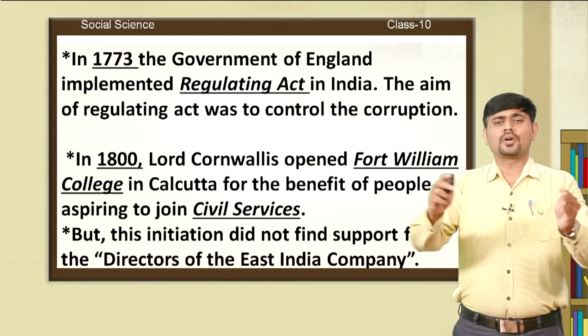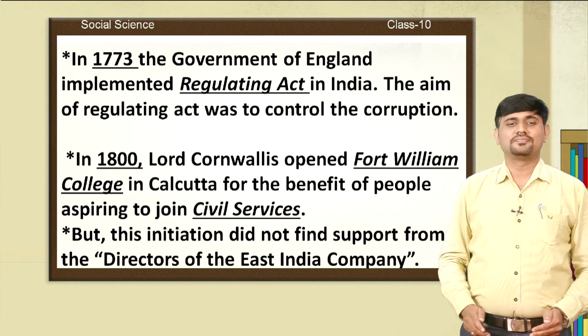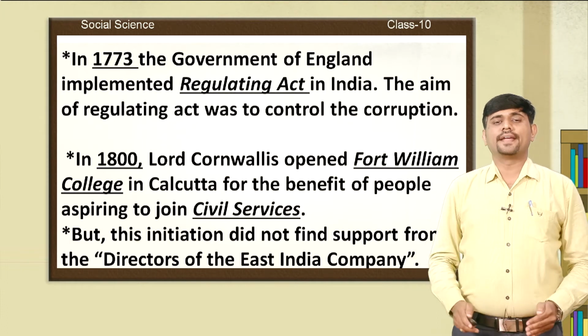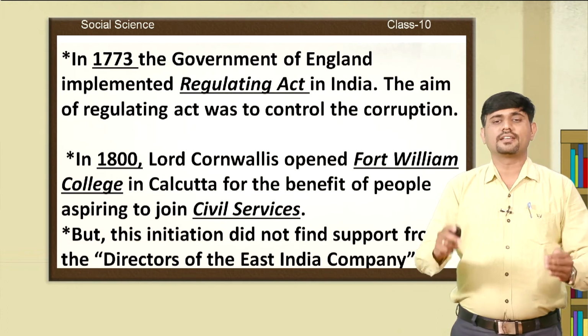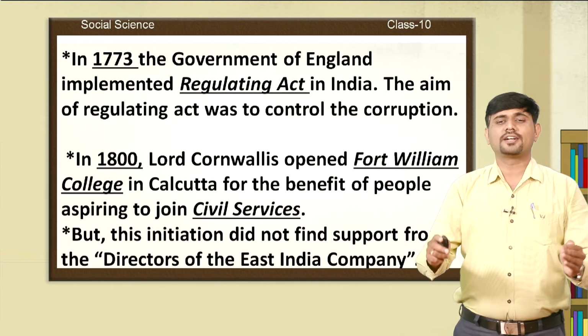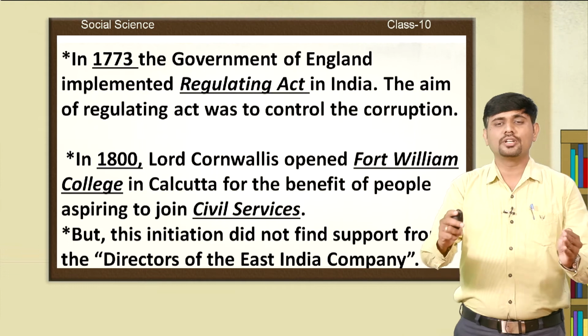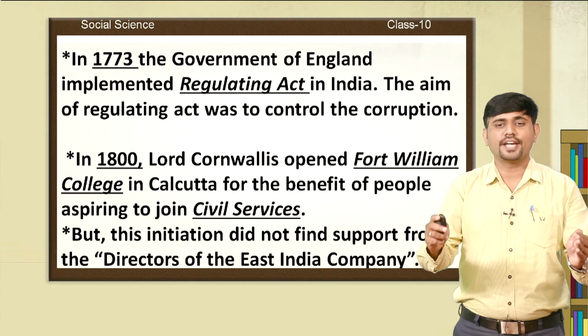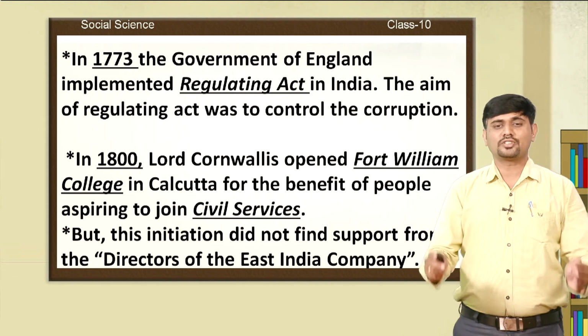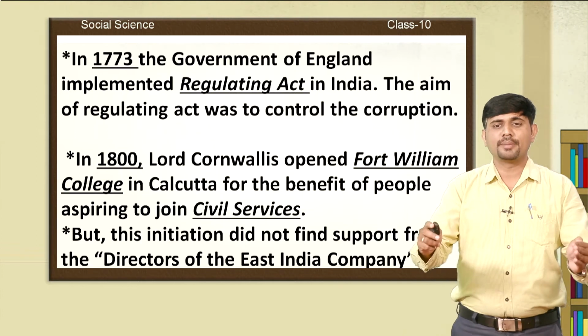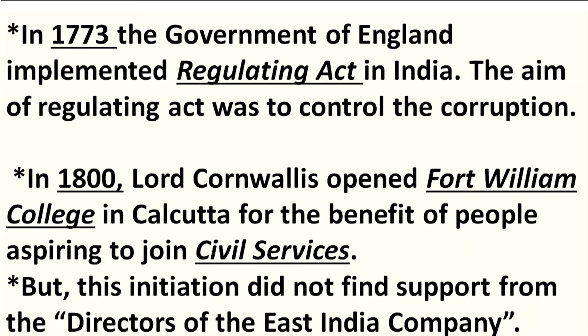In order to control all these corrupt activities, in the year 1773, the government of England implemented the Regulating Act in India. This is the first milestone in the constitutional reforms of Indian history, children. The first act introduced by the British government in India. What was the main reason to introduce this act here? The aim of the Regulating Act was to control the corruption of the officers of the British East India Company in India.